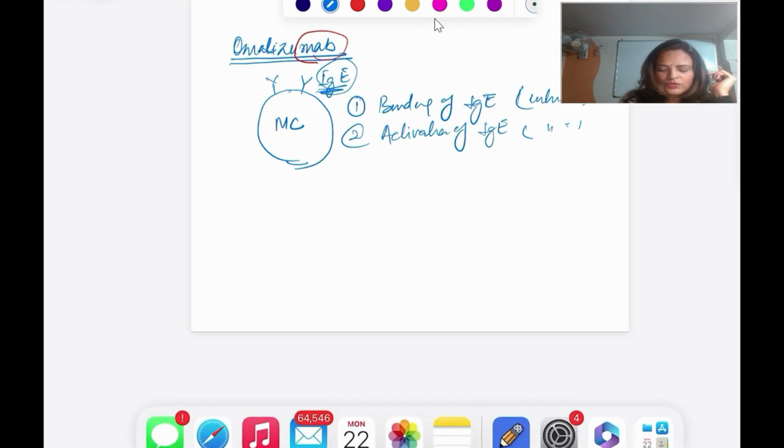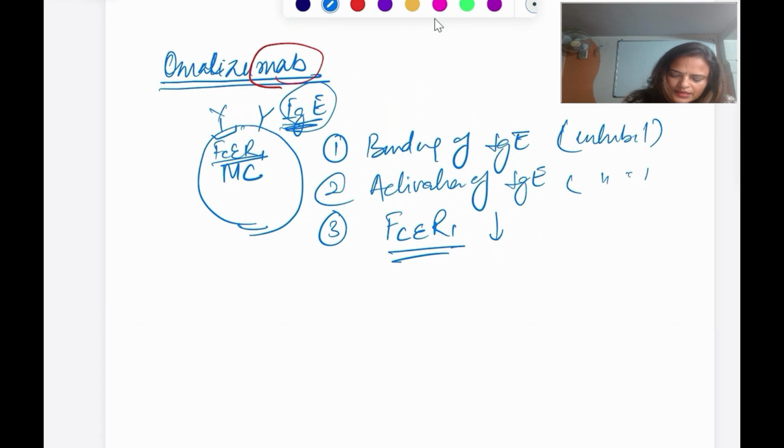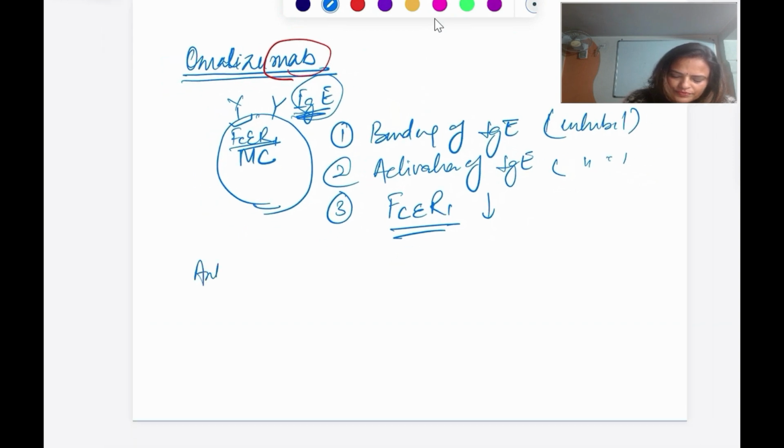Third one is, it also causes the down regulation of Fc epsilon receptor 1, which is present here. This is the Fc epsilon receptor. So it is going to cause a down regulation of this, so the antibody will not bind to this. So this drug is anti-IgE antibody.